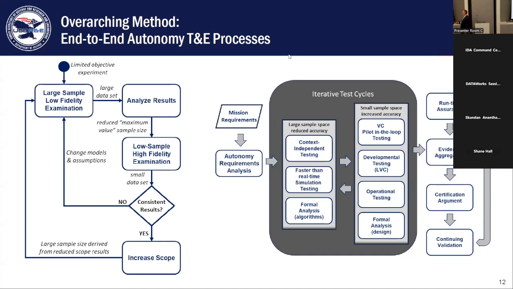And if it is, then great. We're going to increase the scope of testing. If they're not, you're going to change your models and assumptions for your low fidelity stuff and rerun your low fidelity stuff and get better, and iterate that process until you get consistent results.